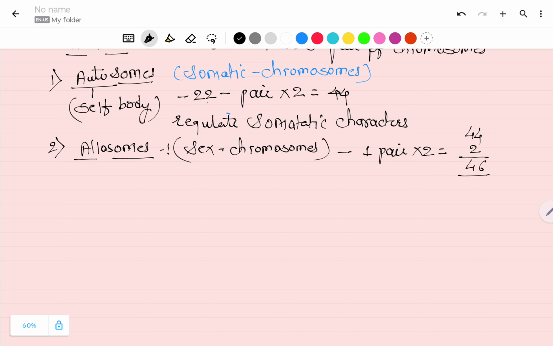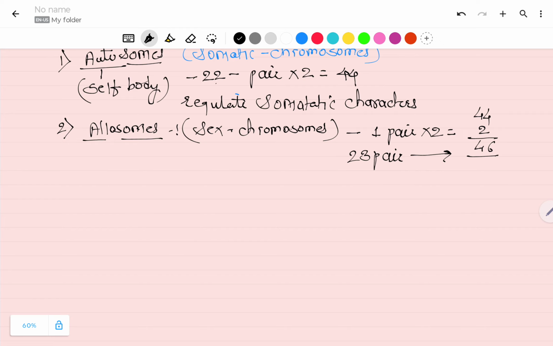So the human body contains 23 pairs, generally 46 chromosomes. Autosomes and allosomes are the types of chromosomes present in the human body. In humans, the male chromosomes are represented as X and Y. This X is longer and this Y is shorter.